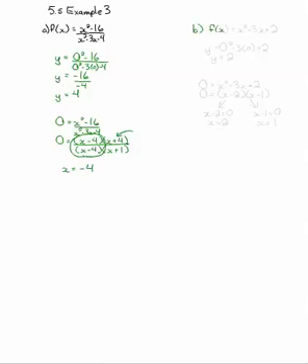Question B, a little bit easier to deal with as we don't have that fraction, but the same process holds. The y-intercept, substitute in 0 for x, and we have a y-intercept of y equals 2. X-intercept, make the function equal to 0.